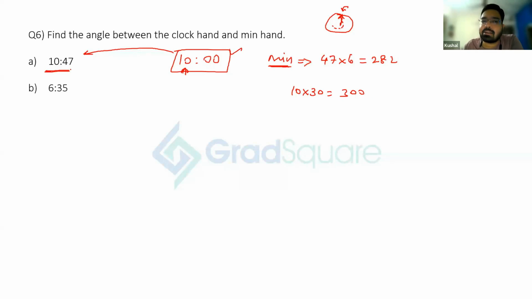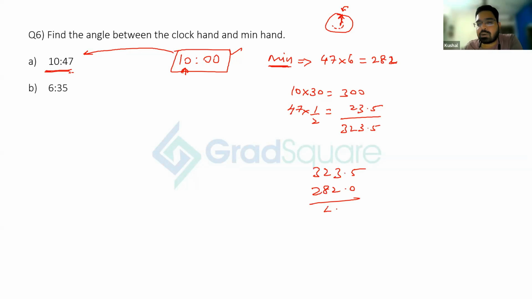After that, it has still moved for 47 minutes with a speed of half a degree per minute. 47 minutes with half a degree per minute. This is going to give me what? 23.5 degrees. Okay, so this is at 323.5 and this is at 282. 323.5 minus 282 should give me the answer, which is turning out to be 41.5. Any doubts, anyone? So the angle between the two of them should be 41.5.